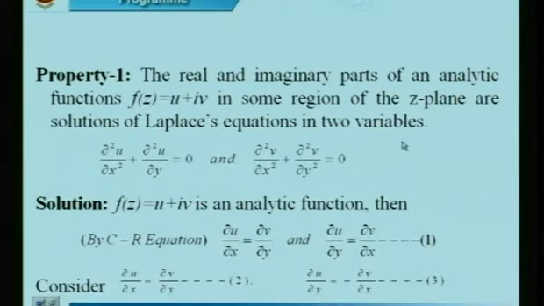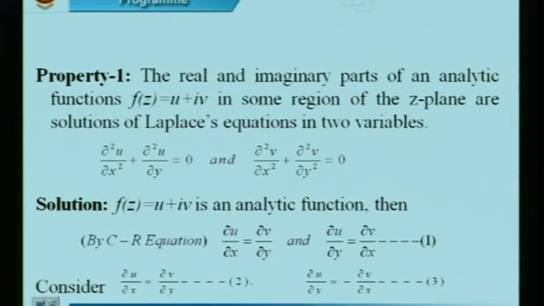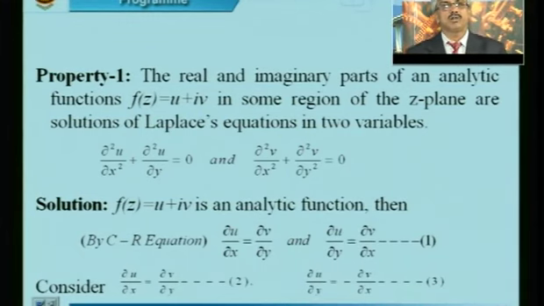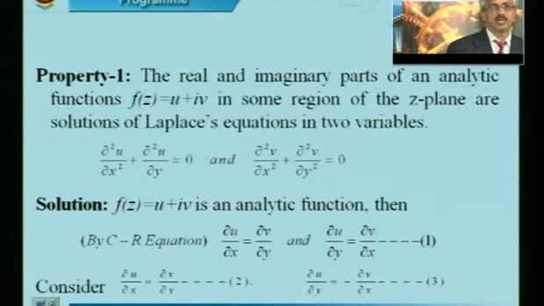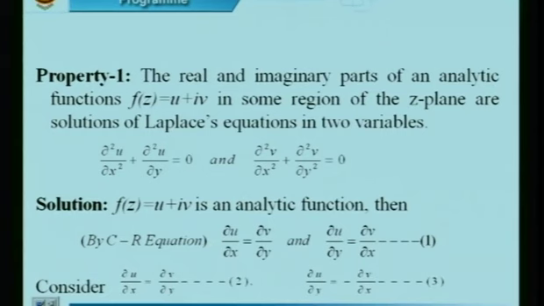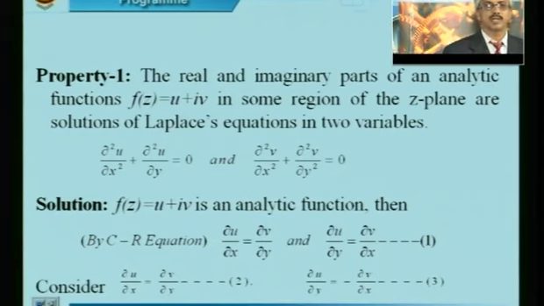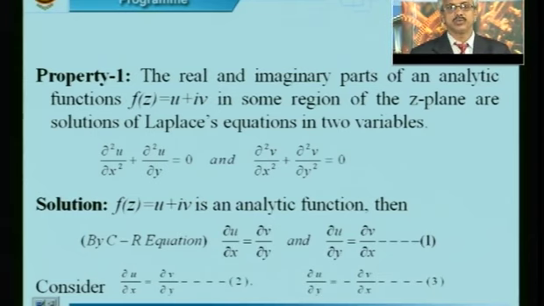Now, this statement, property 1, is an essential property in complex analysis: the real and imaginary parts of an analytic function f(z) = u + iv in some region of the z plane are solutions of Laplace equations in two variables. The Laplace equation in two variables for u is ∂²u/∂x² + ∂²u/∂y² = 0. Here u satisfies the two-dimensional Laplace equation and also v satisfies the two-dimensional Laplace equation.